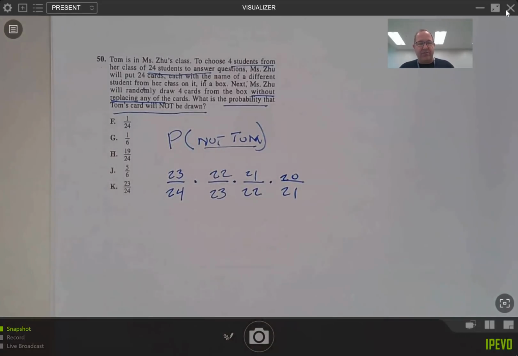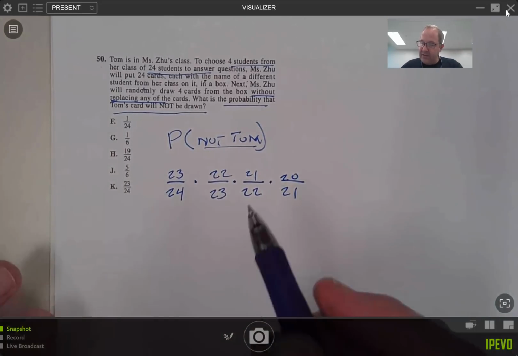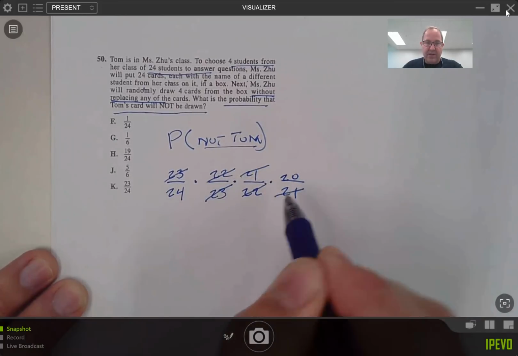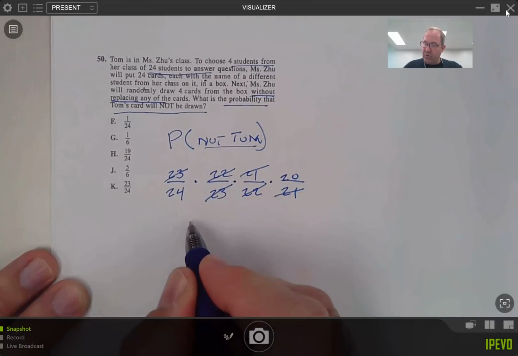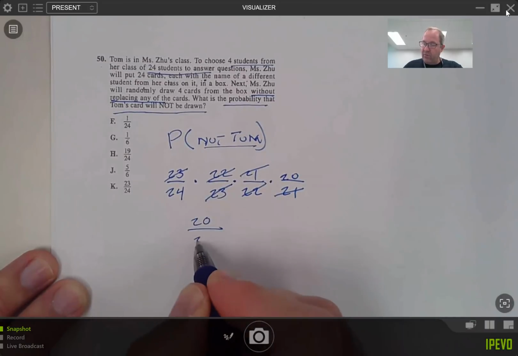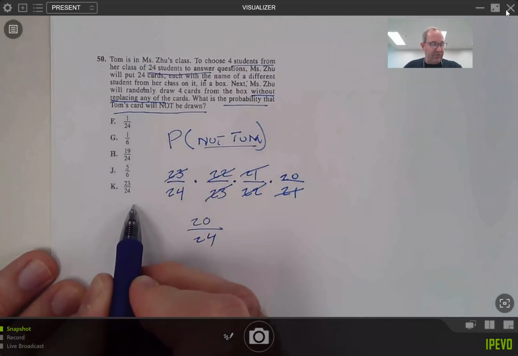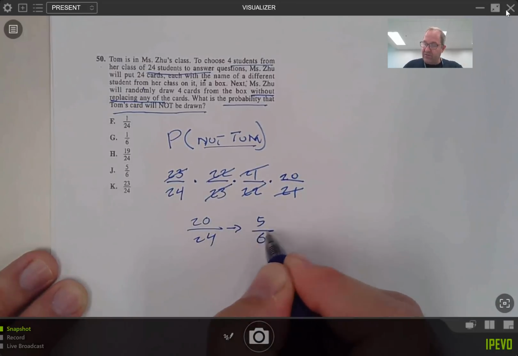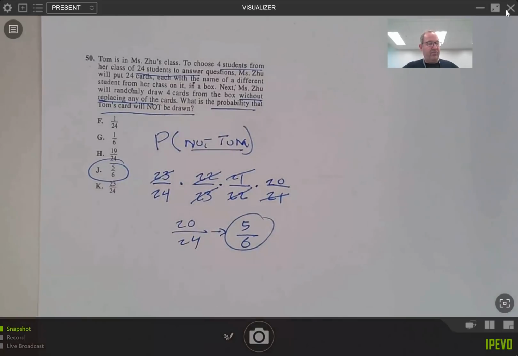We could use our calculator and multiply this, but I think you'll see that some nice canceling happens here. And when we multiply across, we get 20 over 24, which I don't see in the answer choices, but that does reduce to 5 over 6, which is right there. Okay, so that's our introduction one.